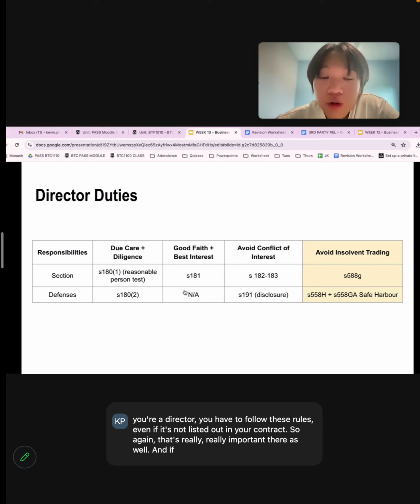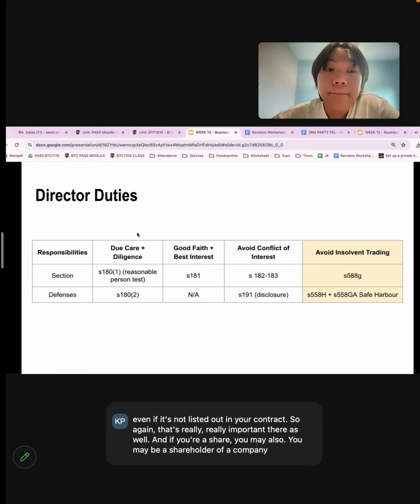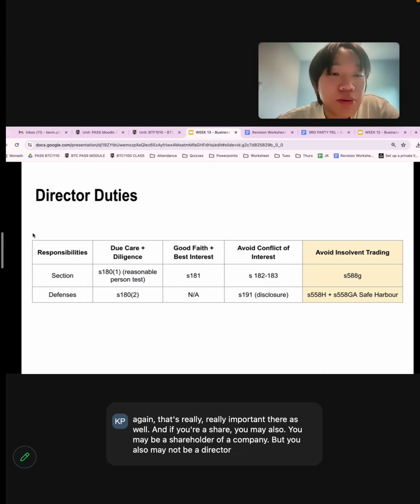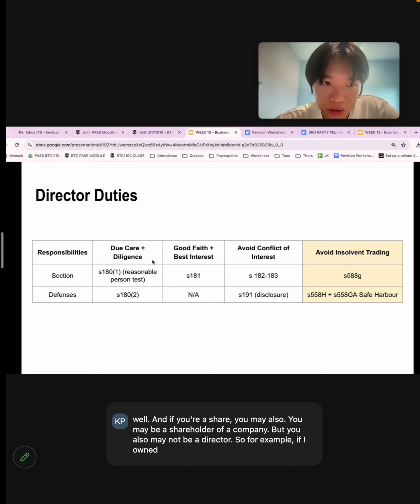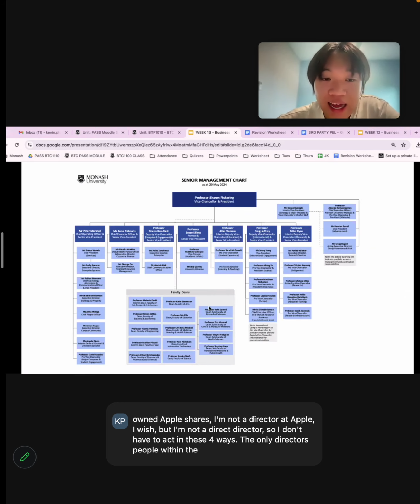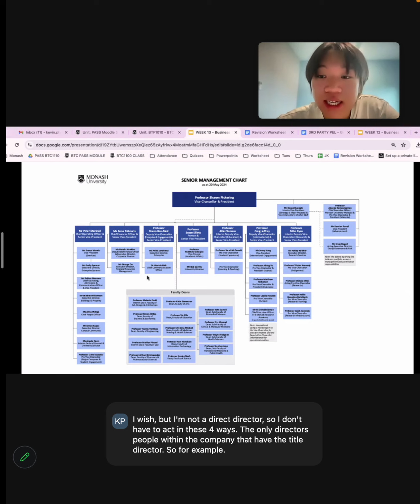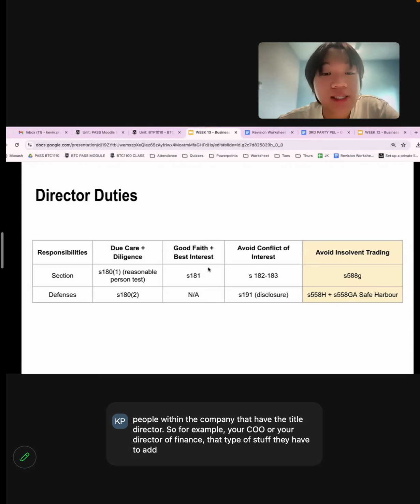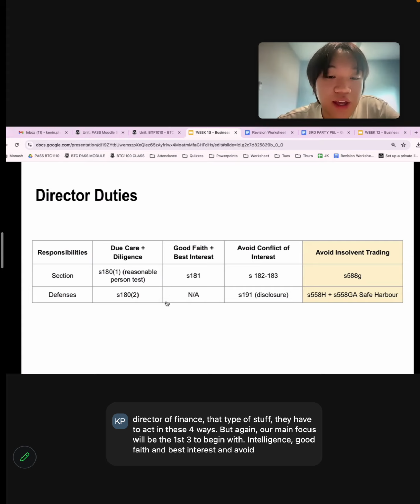You may be a shareholder of a company, but you also may not be a director. For example, if I owned Apple shares, I'm not a director at Apple, I wish, so I don't have to act in these 4 ways. Only directors, people within the company that have the title director, for example your COO or your director of finance, have to act in these 4 ways. But again, our main focus will be the first 3 to begin with: due care plus diligence, good faith and best interest, and avoid conflict of interest.